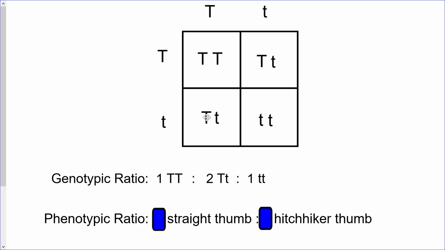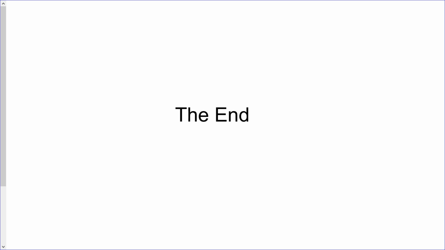The phenotypic ratio, if you look at the phenotypes here, think about which one of these would be. How many straight thumbs would you have? You would actually have 3. You have this one, and then these 2 heterozygous ones, and then you'd have 1 hitchhiker thumb. So the phenotype ratio is not always the same thing as the genotype ratio, although it often is.